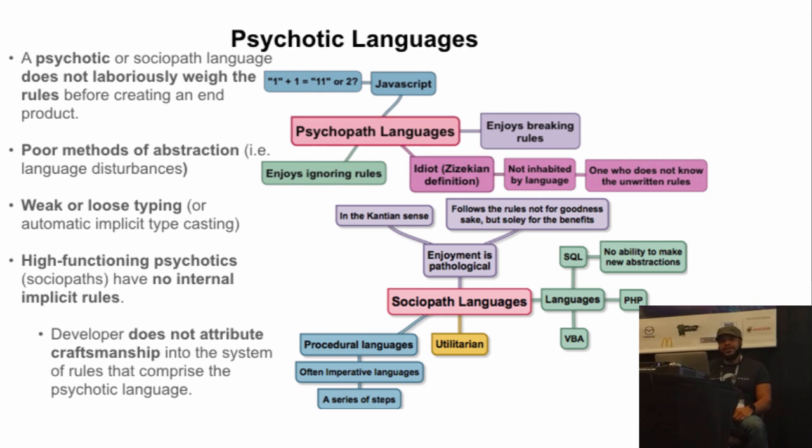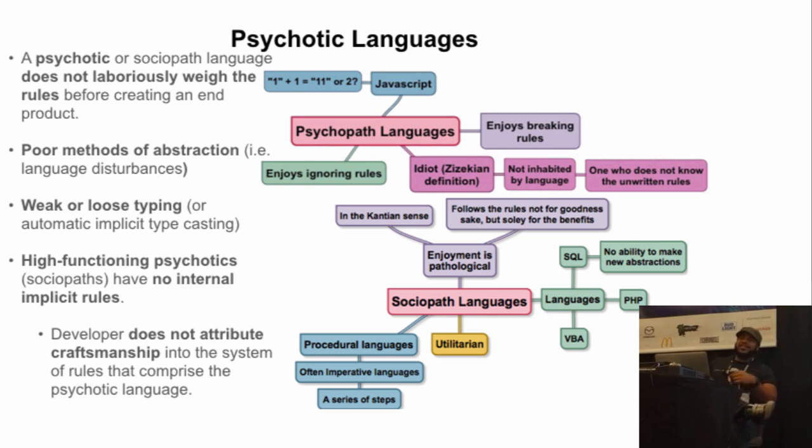So now we're going to get into the first controversial part for the programmers. Probably the first two parts might have been controversial for other people. So the psychotic languages, a psychotic or sociopath language does not laboriously weigh the rules before creating an end product, right? So psychotics don't laboriously weigh the rules, right? So I see people laughing already.